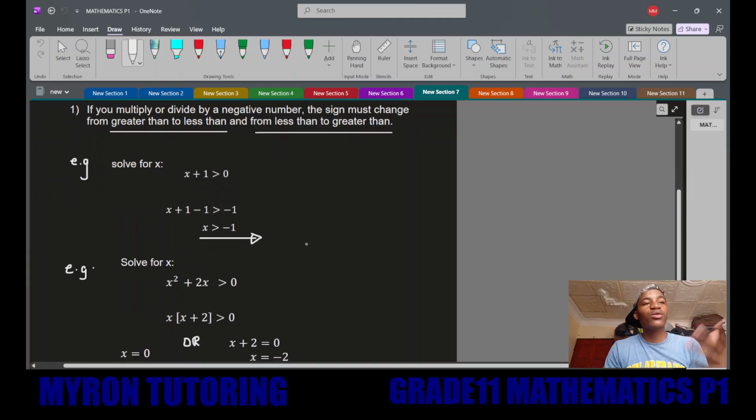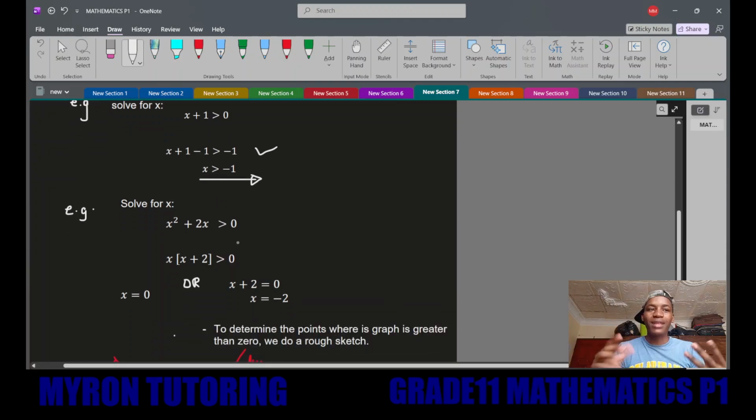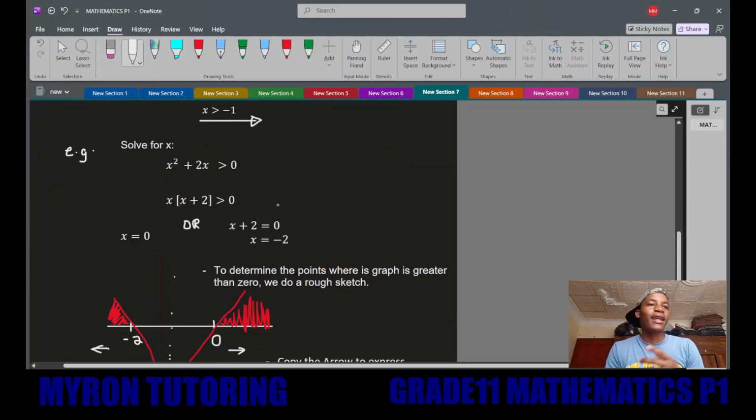So let's look at some examples. If you have x plus 1 is greater than 0, and then you are asked to solve for x, it's an easy one. You just subtract 1 from both sides. Key thing to remember, you are subtracting. You are not dividing, you are not multiplying, so the sign remains the same. Then you have x is greater than what? Negative 1.